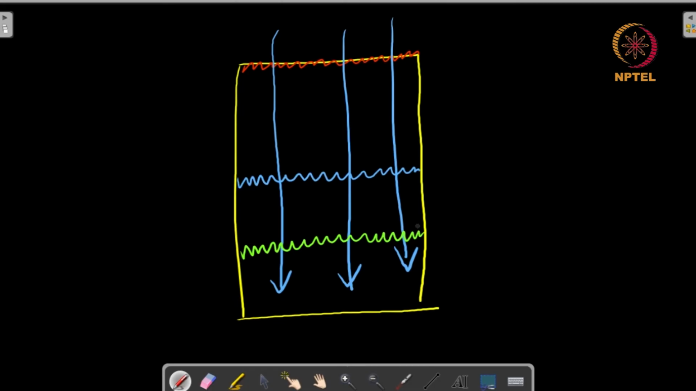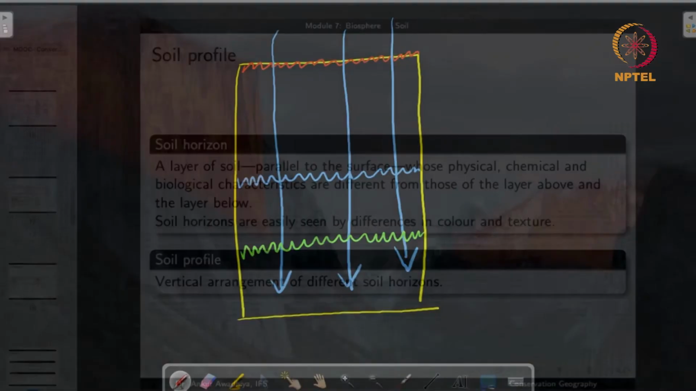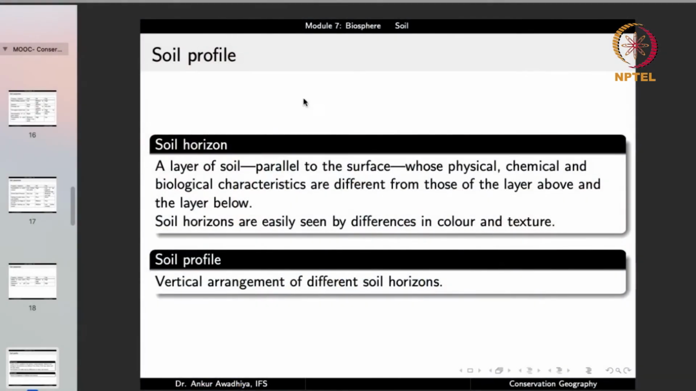So essentially soil comes in the form of layers, and these layers are parallel to the surface. And the properties of these layers are determined by the layers above and their position in the soil. So this is what soil horizon talks about. Soil horizon is a layer of soil parallel to the surface whose physical, chemical and biological characteristics are different from those of the layer above and the layer below. And soil horizons are easily seen by differences in color and texture.